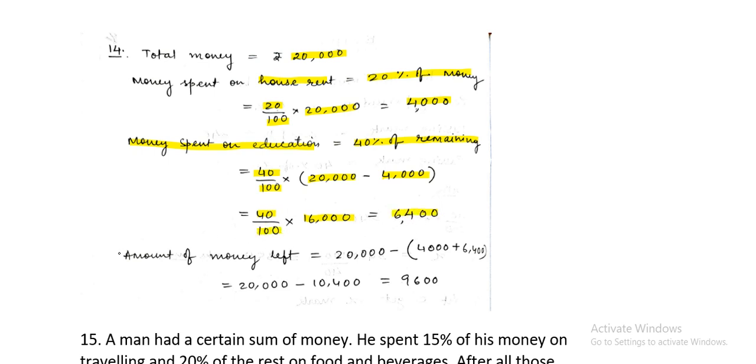So the amount of money left, how much money is left? So from 20,000, he has already spent 4,000 and now he has spent 6,400. So in total he has spent 10,400. So remaining is 9,600, if we subtract from 20,000, we will get 9,600. Clear, students? This is our answer.